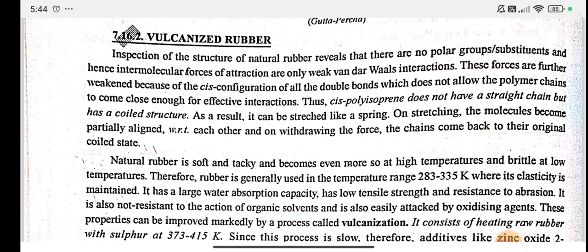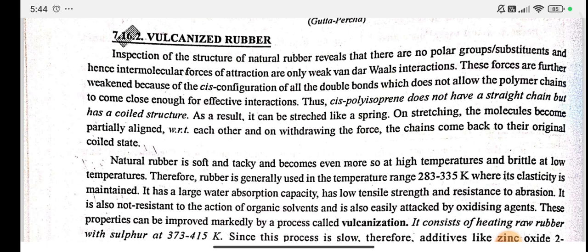The cis-polyisoprene does not have a straight chain but has a coiled structure. As a result, it can be stretched like a spring. On stretching, the molecules become partially aligned with respect to each other, and on withdrawing the force, the chains come back to their original coiled state.